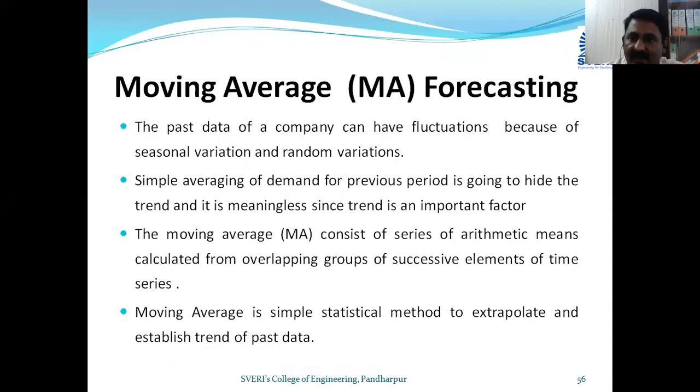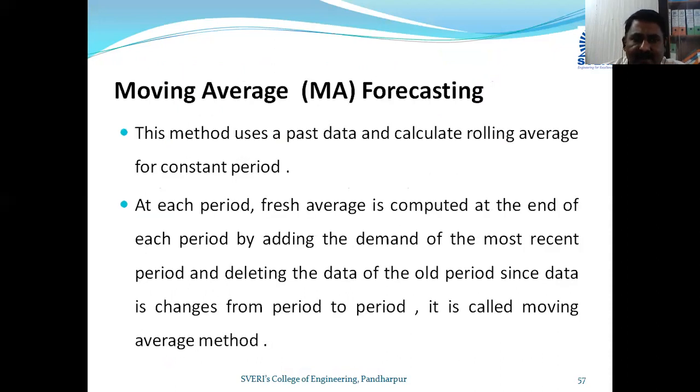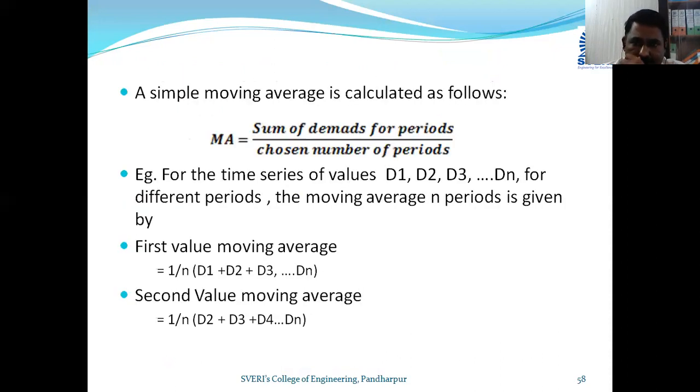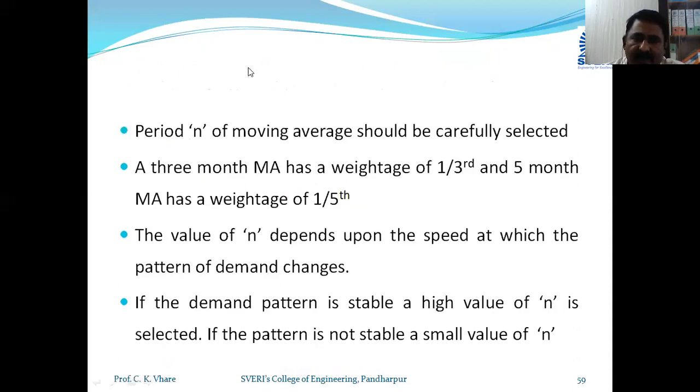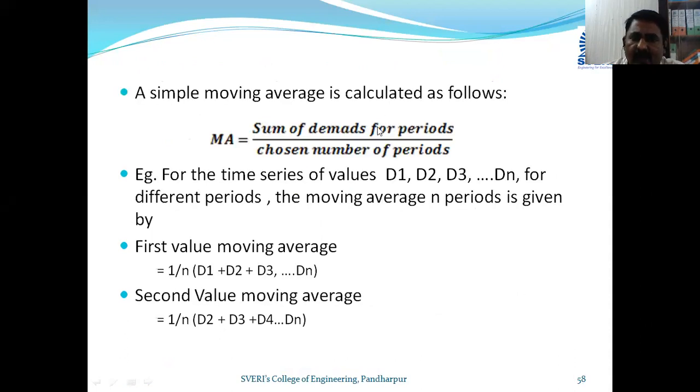So in moving average, we take the sum of the demand for some periods. For example, the period is given as 5. So we will go for the sum of demand for those 5 periods divided by the chosen number, that is, divided by 5.